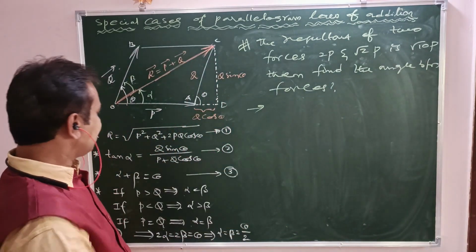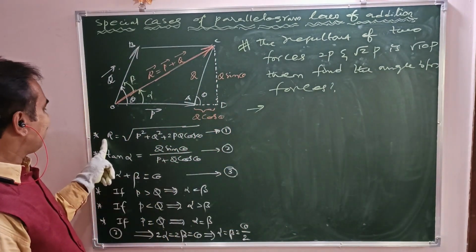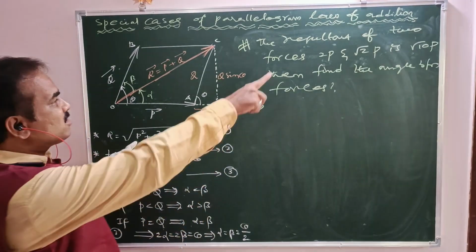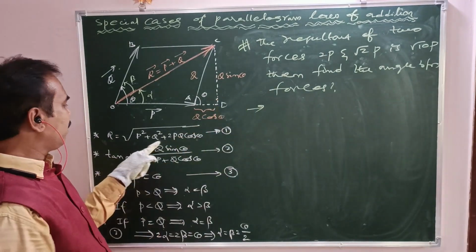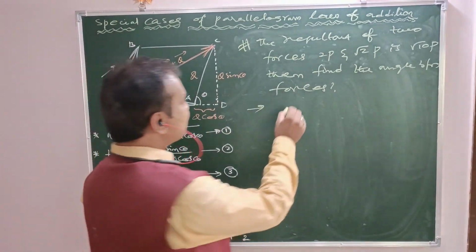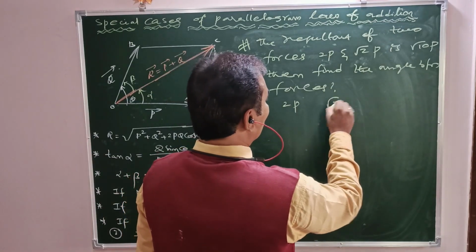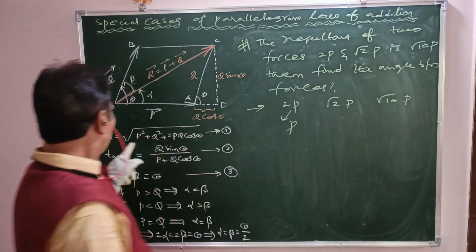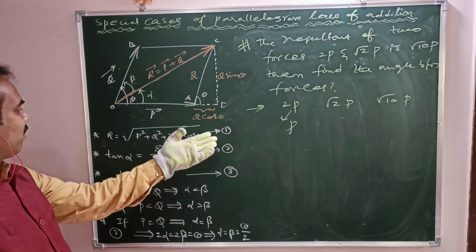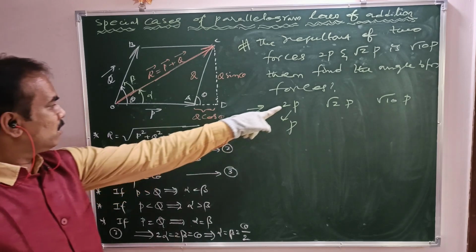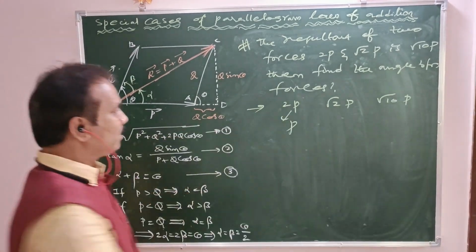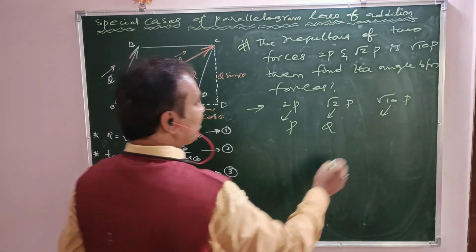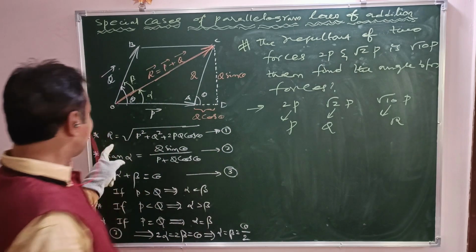Now theta is unknown. See this expression number 1: the magnitude of the resultant R equals root over P square plus Q square plus 2PQ cos theta. Here P means 2P, Q means root 2P, R means root 10P. This is what P, from our notation, equation number 1. P means 2P, Q means root 2P. This is what Q. Now this is the resultant, that is R.